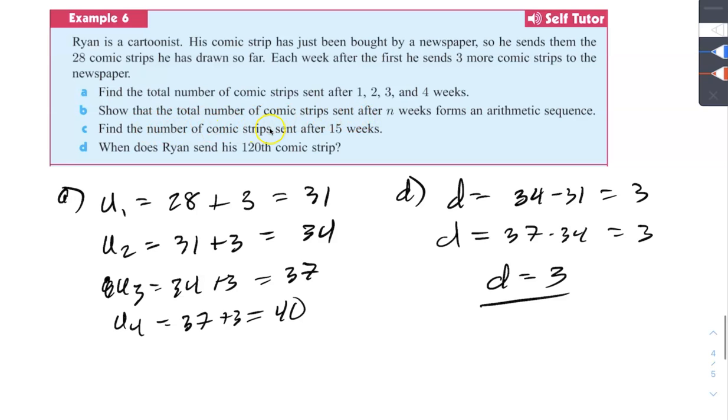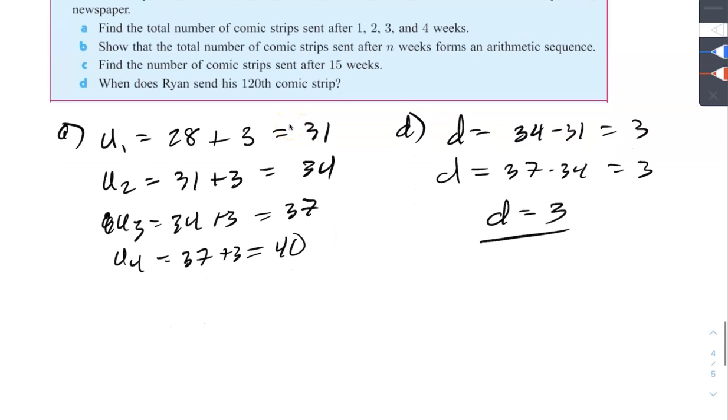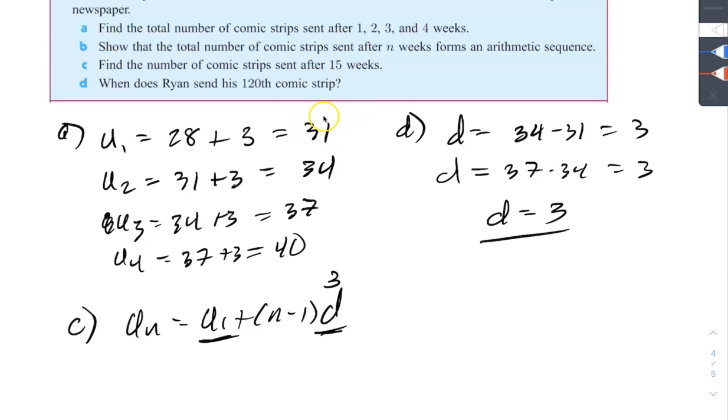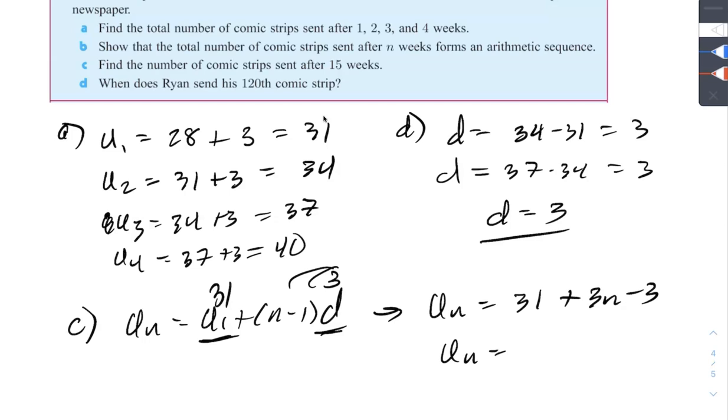Find the total number of comic strips sent after 15 weeks. Again, a good way to do that is to write the general formula. un equals u1 plus n minus 1 times d. Common difference is 3. Our first term is actually 31 here, that's after the first week. That's our first term. So if we simplify that, it should be 3n minus 3 plus 31. We get un equals 3n plus 28. So that's our general formula.